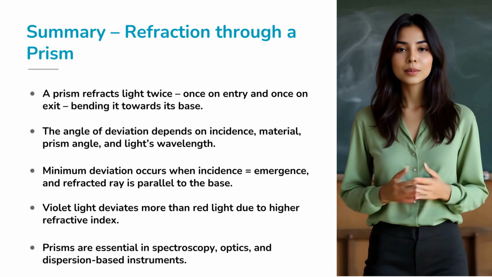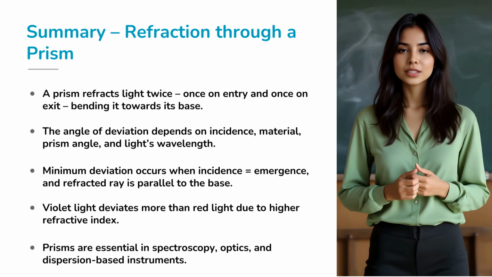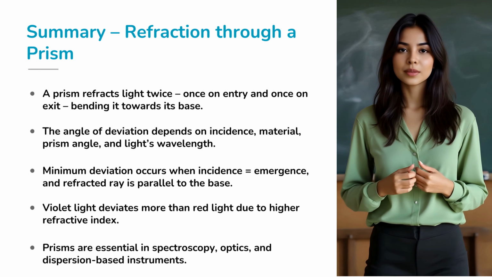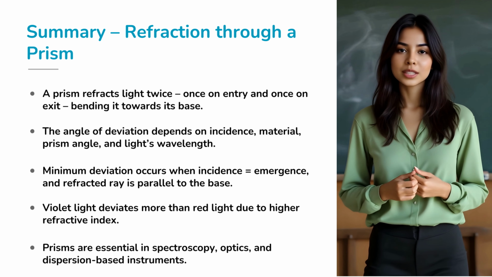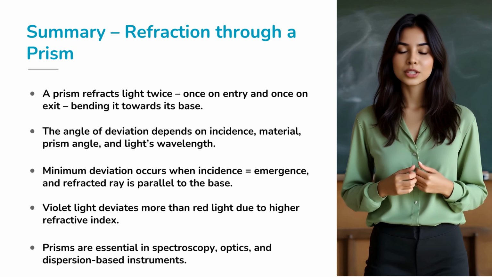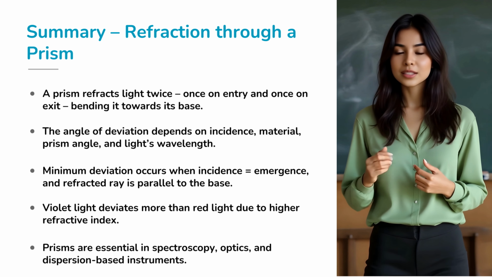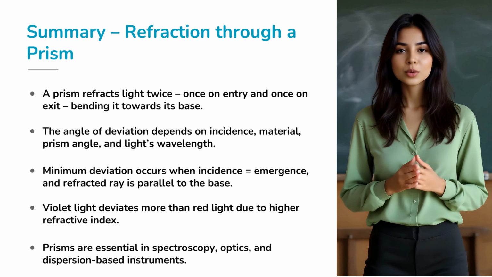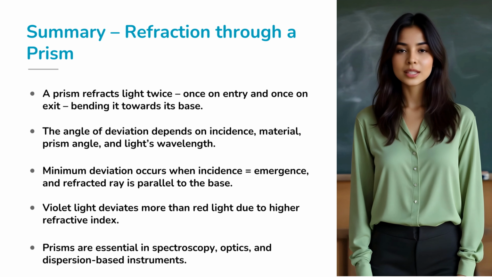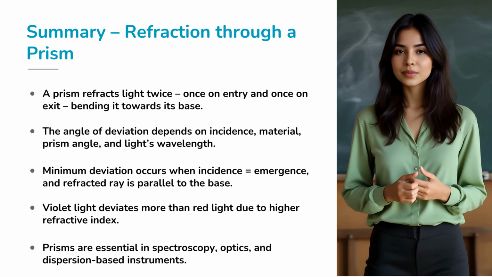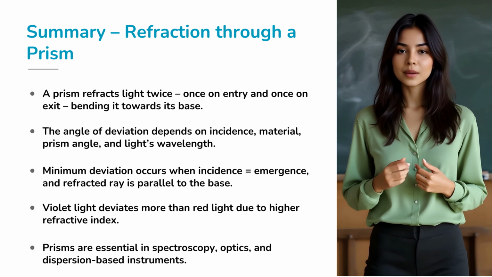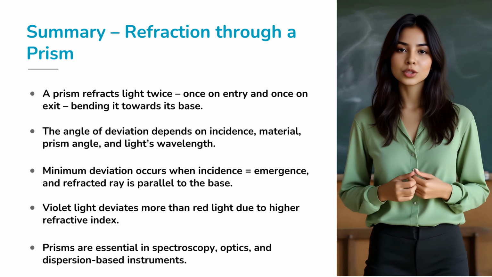Let's quickly recap. A prism refracts light twice, bending it towards its base each time. The overall deviation depends on the incidence angle, the prism's material, its angle, and the light's wavelength. Minimum deviation happens when incidence equals emergence and the refracted ray is parallel to the base. Violet light bends more than red due to higher refractive index, making prisms useful in spectroscopy and optical instruments.